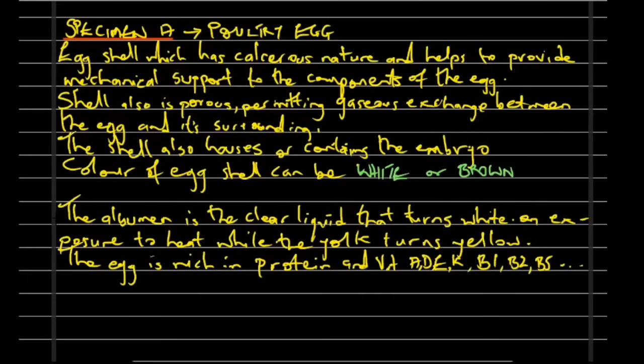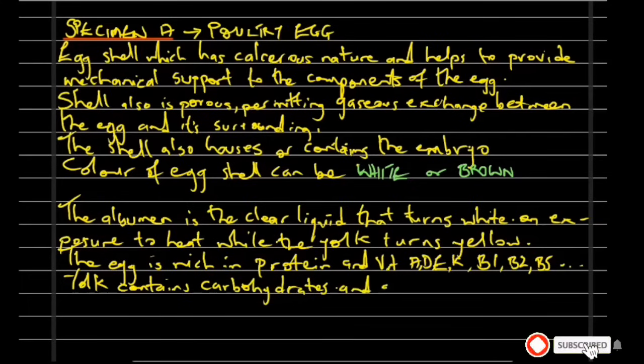We also have inside it the yolk. The yolk contains carbohydrates and genetic materials. So it also helps to generate energy for the embryo.